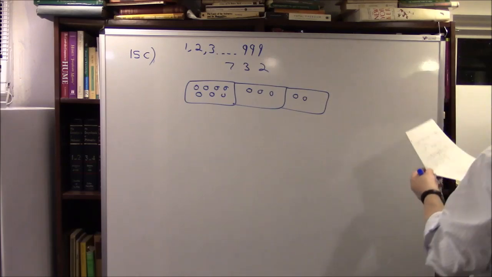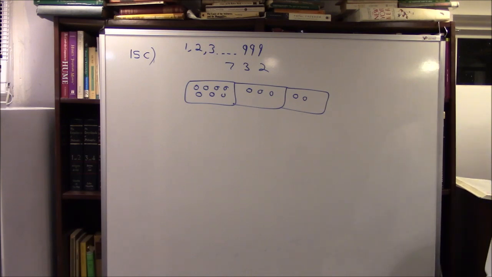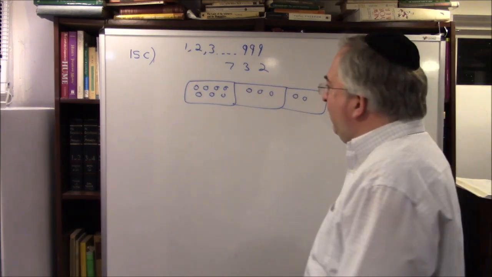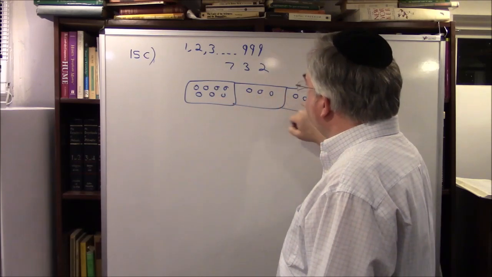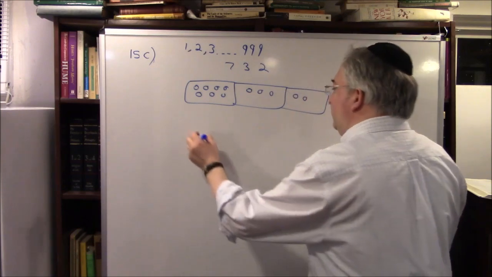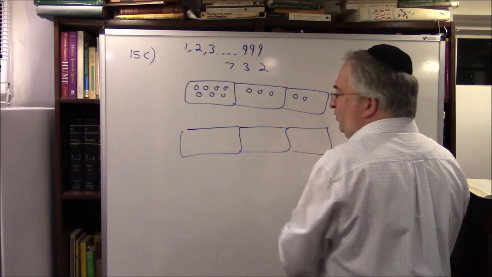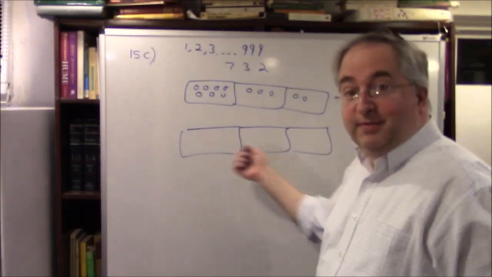Good. Now let's read the question. For how many numbers between 0 and 999 is the sum of their digits equal to 20? Sum of their digits equal to 20. Now, what's the sum of the digits here? 7 plus 3 plus 2 is 12. Not enough. So let's do this. How would you get the sum of the digits to be 20? Well, you want to put in 20 elements here.